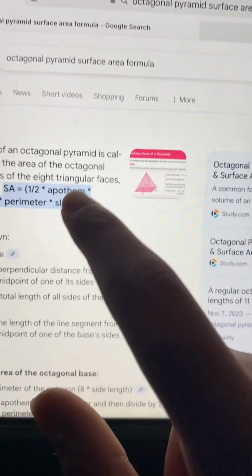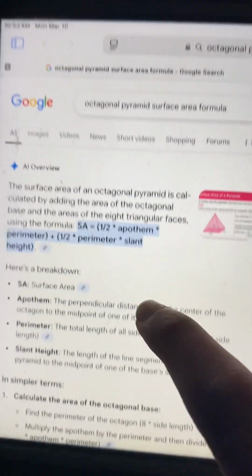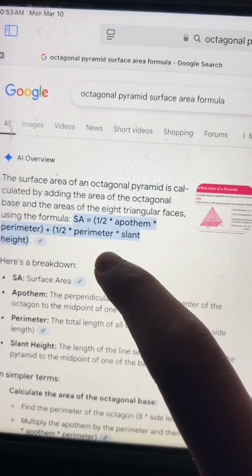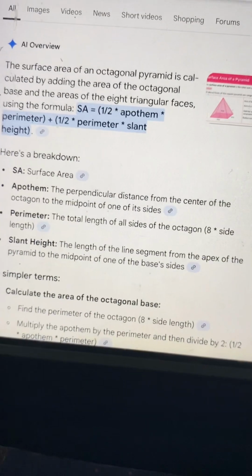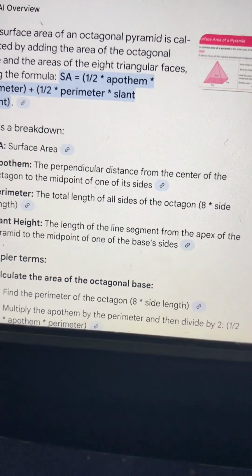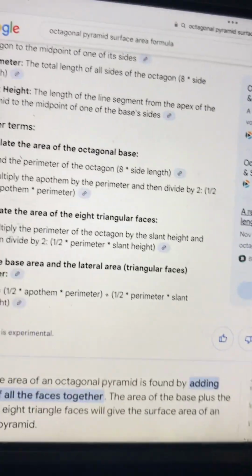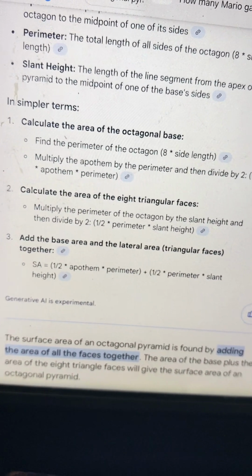So, 1/2 of the perpendicular distance from the center of the octagon to the midpoint of one of its sides, times the perimeter, plus 1/2 of the perimeter times the slant height. So, yeah, very cool. In this case, the slant height is the length of the line segment from the apex of the pyramid to the midpoint of one of the base's sides. So, in simpler terms, it is by following these steps.